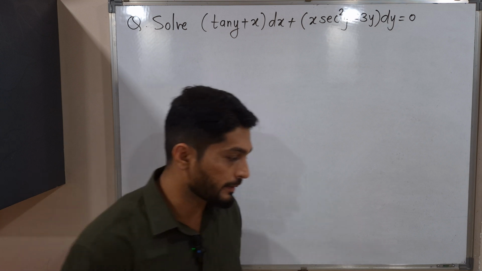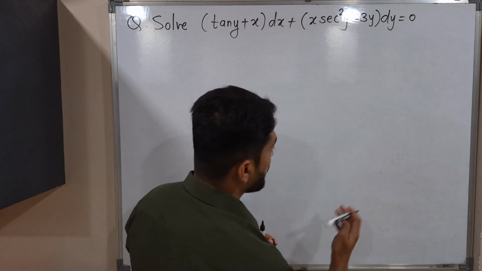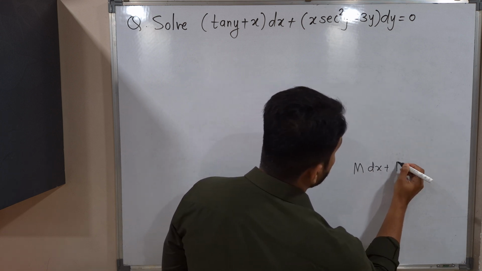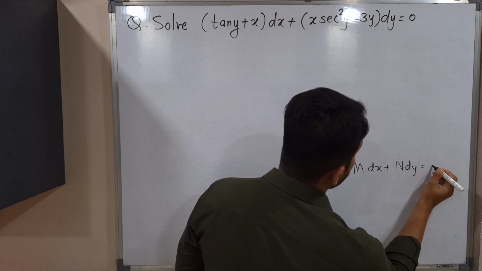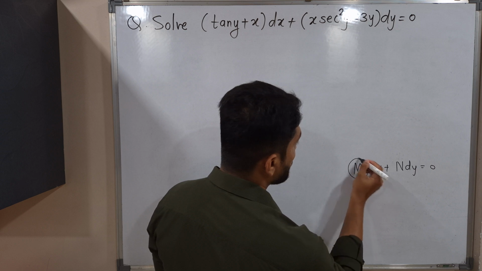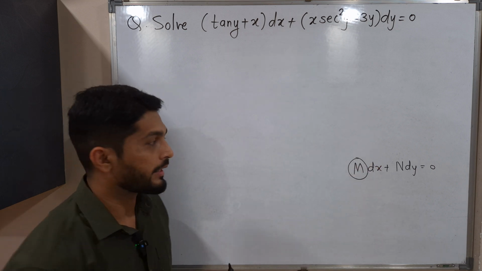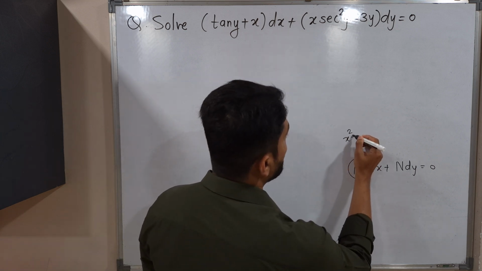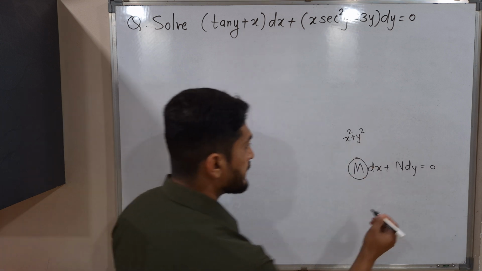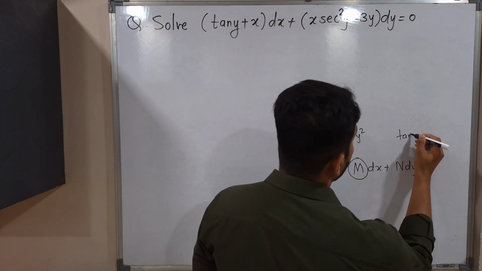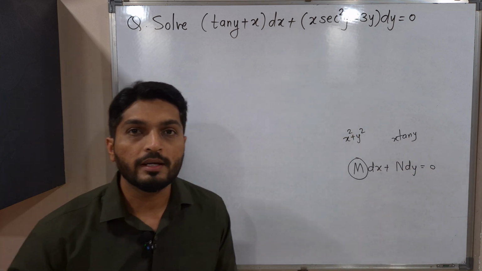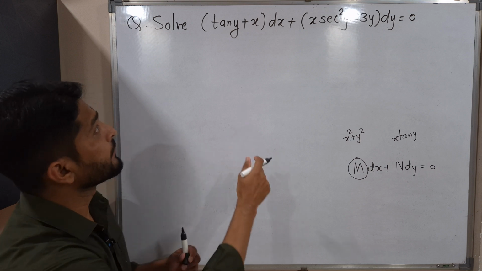Let us recall the concept. When you have a differential equation in this form, M dx plus N dy is equal to 0, the differential equation should be in this form. What is M? M is a function of x and y. It can be x square plus y square, or e raised to x sin x. And N is also a function of x and y, for example, x tan y. It can be anything.